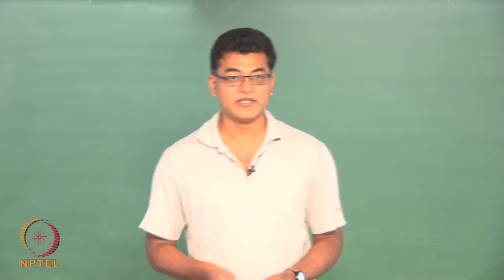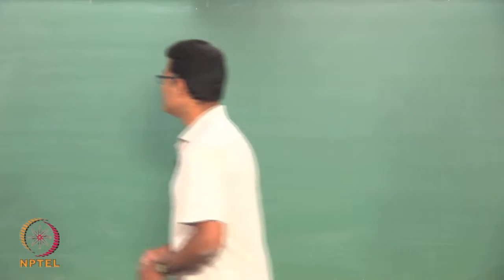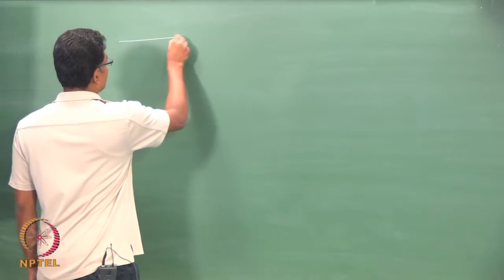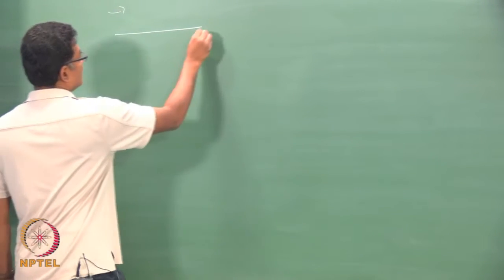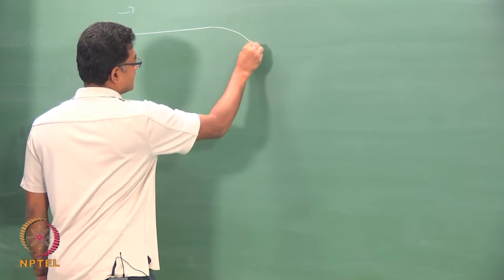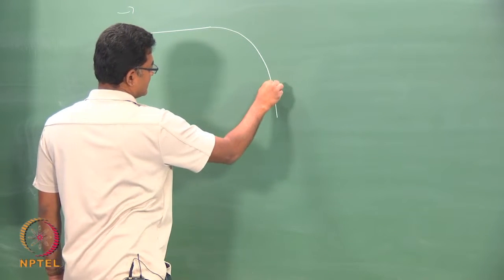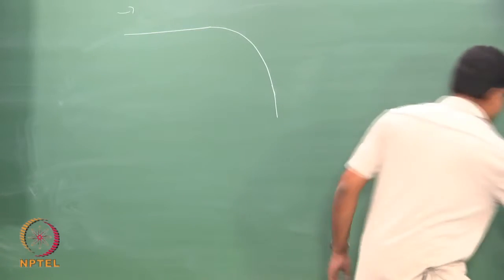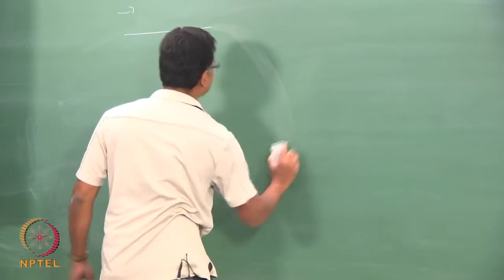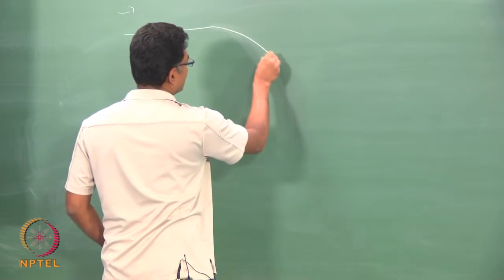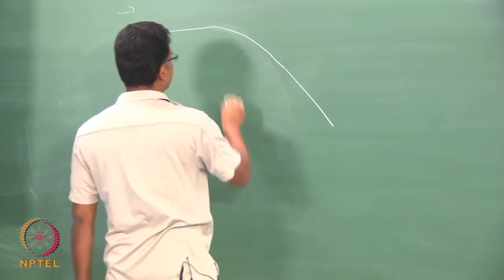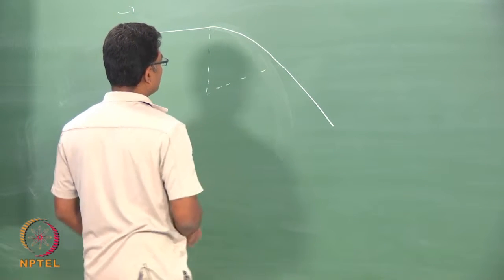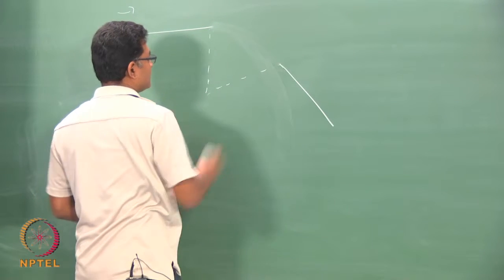Okay, so we will continue with the tutorials on Prandtl-Meyer expansion. So, I have a flow and it turns smoothly to some angle. So, this is a smooth curve.